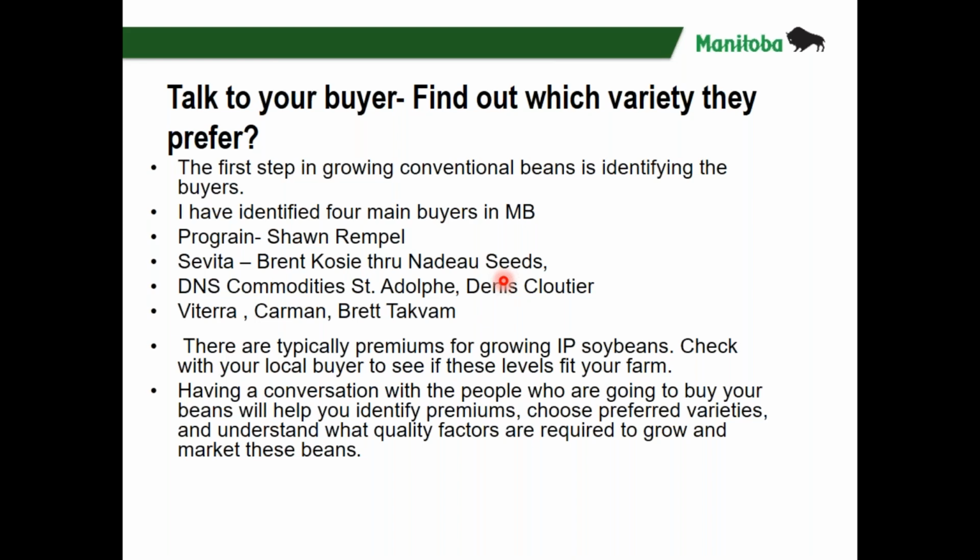So you can see here, ProGrain, Savita, DNS Commodities, Viterra, those are a few of the companies that are buying conventional beans. So I encourage you to have conversations with them if you are thinking of growing IP soybeans. Find out what their premiums are, find out what their qualifications are for growing, and some of the things you need to do with growing for them.